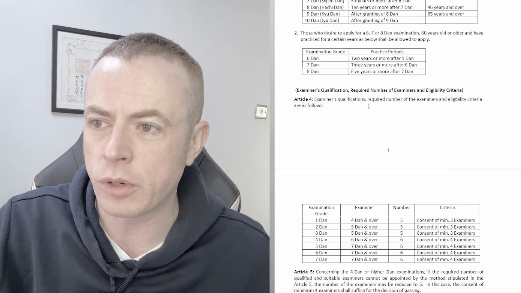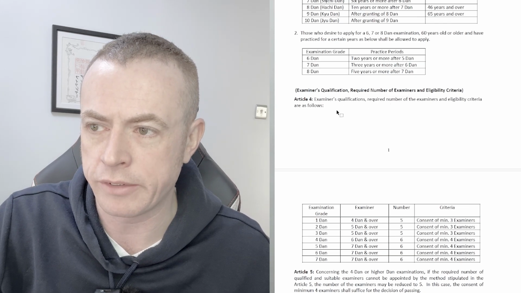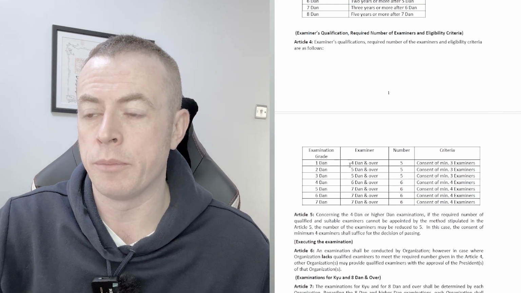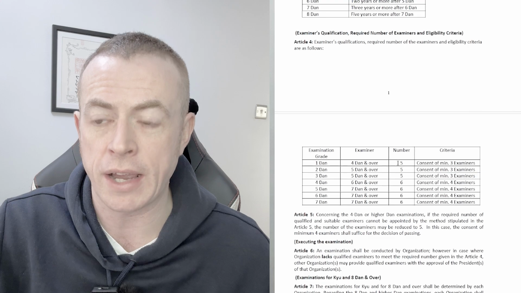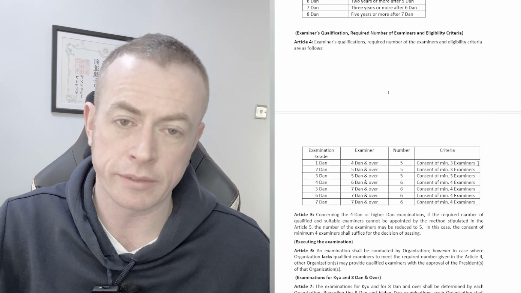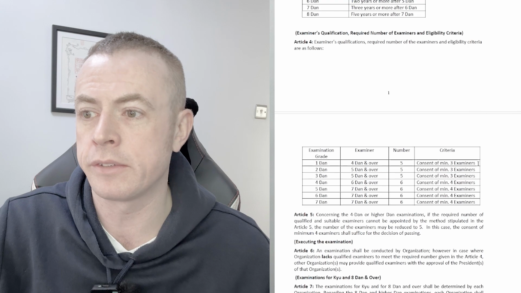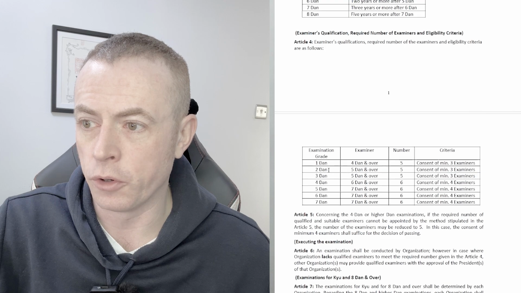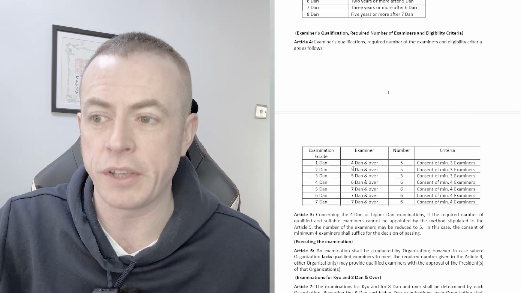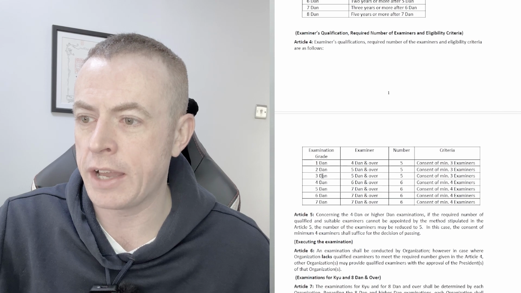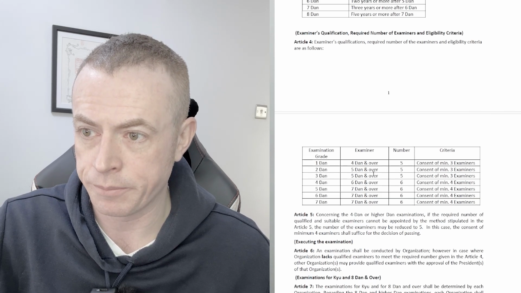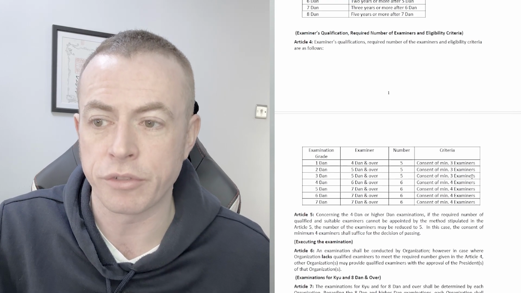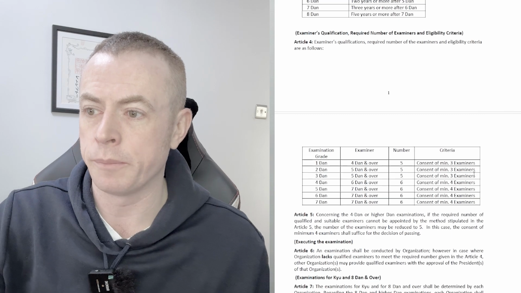So essentially, examiners' qualifications, required number of examiners and eligibility criteria are as follows. For a grading panel to be eligible to grade for first dan, the examiners should be 4th dan and above, and there should be 5 of them, and you should get the consent of 3 examiners. So you need five panelists that are 4th dan and above to grade for Shodan. For second dan, it's the same, but the panelists should be 5th dan and above. Third dan should be the same as for second dan. That's five people who are fifth dan and above with the consent of 3 examiners, so you need 3 of those 5 to pass you.